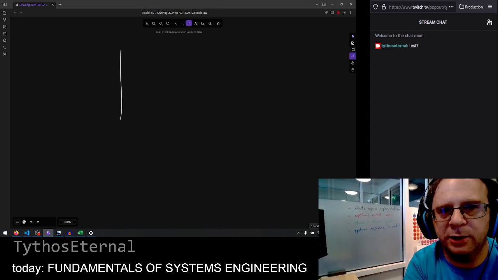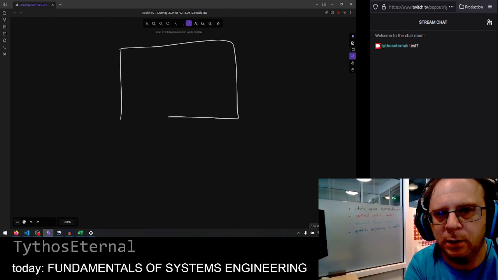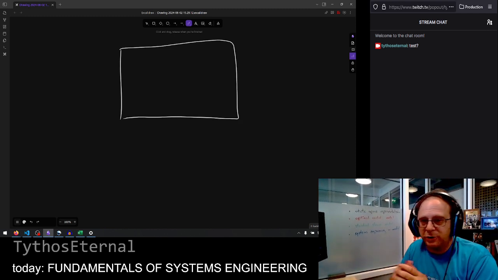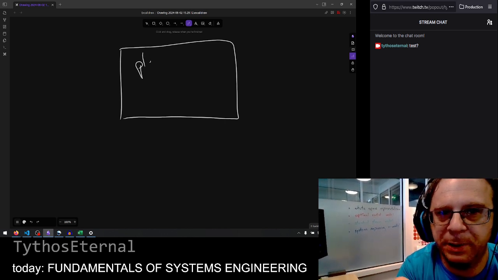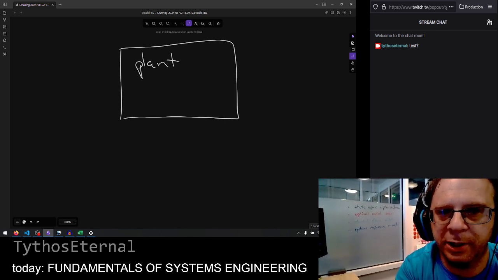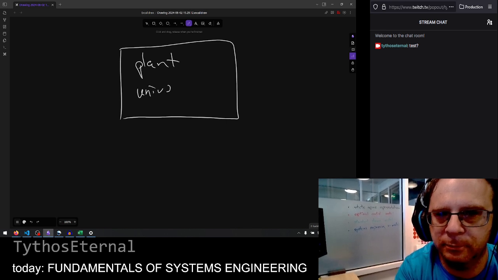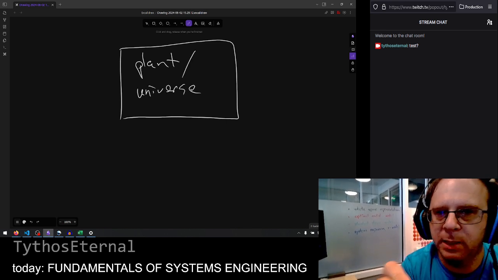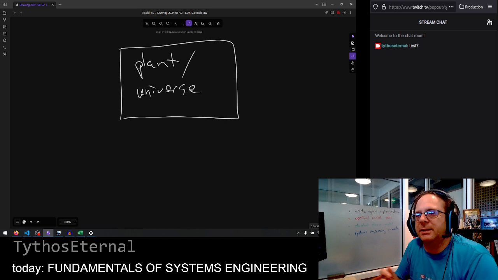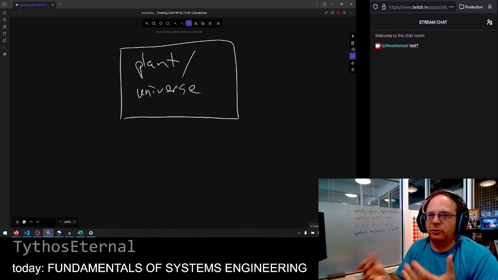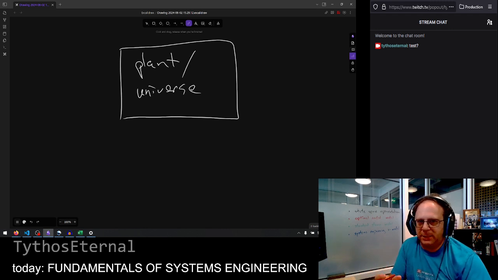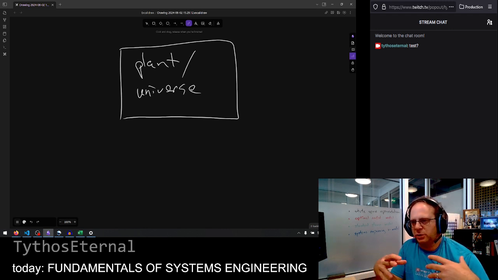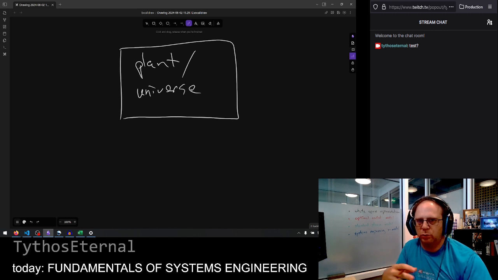So let's draw a few blocks here. This first block is going to be what's traditionally called the plant. Sometimes you could also call this the universe, because this is basically everything outside of your control system. The term plant in this case comes from, for example, industrial engineering, where you have a process in a manufacturing plant. You have some sort of process you need to observe and control.